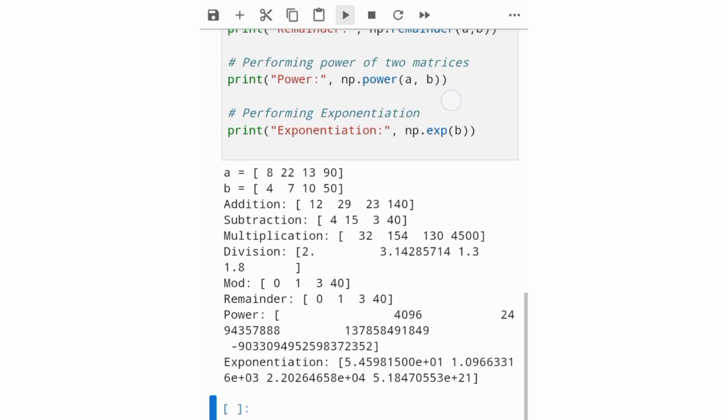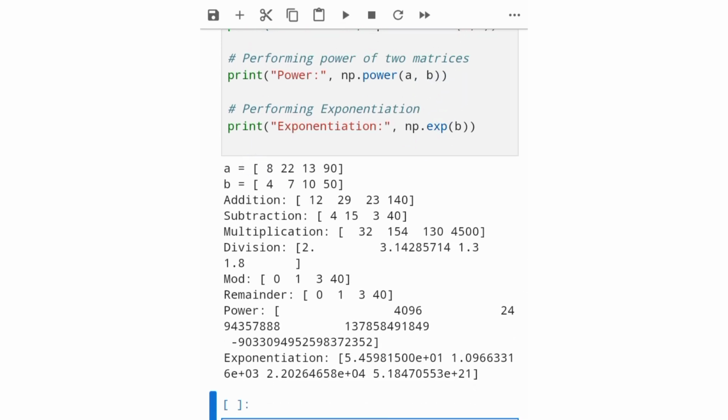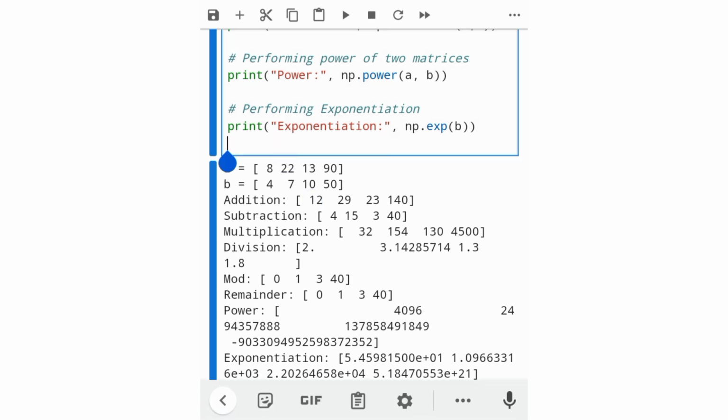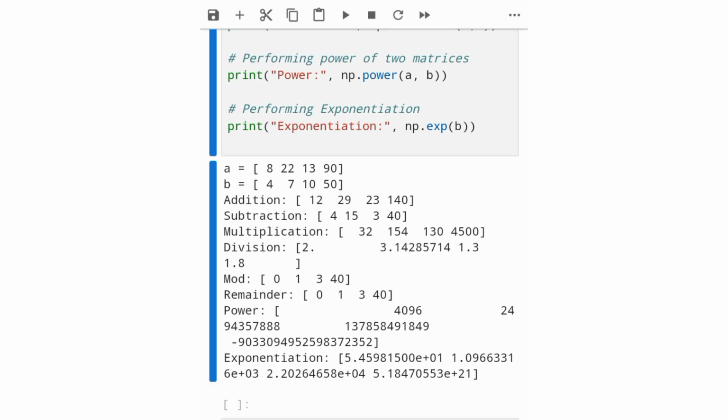So we have our results below. So we have A and B, which is our original data that we inputted into our program. So when we say A plus B, which is addition, we have 8 plus 4 and we have 12. We have 22 plus 7, we have 29, and so on. The same thing with subtraction. 8 minus 4, we have 4 as a result. 22 minus 7, we have 15 as a result. The same thing applies to multiplication.